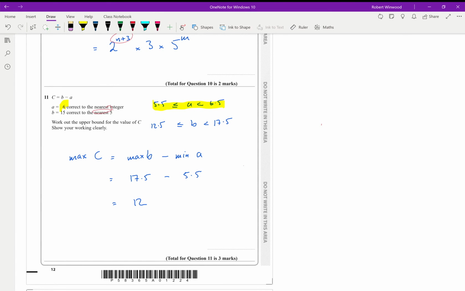What's the biggest answer I could get for B take away A? Well, if I want the result to be as big as possible, I want to start off with the biggest number possible and subtract the smallest number possible from it. So I get 12 there.